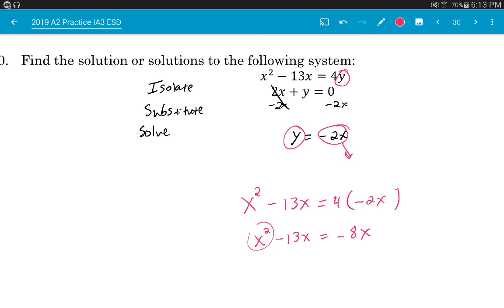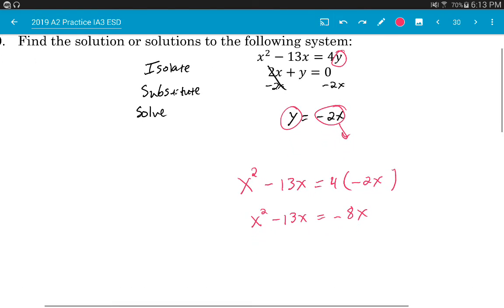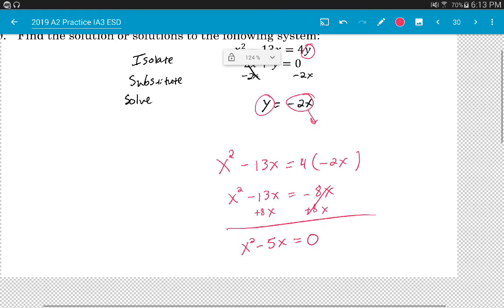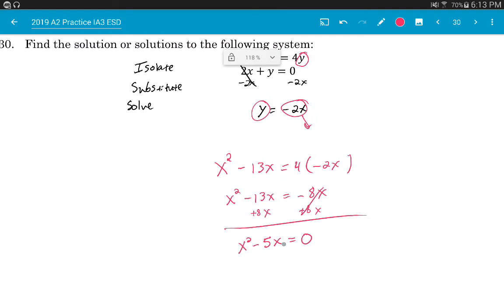This is a quadratic, right? It's got an x squared, so I'm going to set it equal to 0. So add 8x to both sides. And it tells me x squared minus 5x equals 0. And these have a GCF, so I'm going to pull an x out from both of them. x times x minus 5 equals 0. My solutions are 5 and 0.